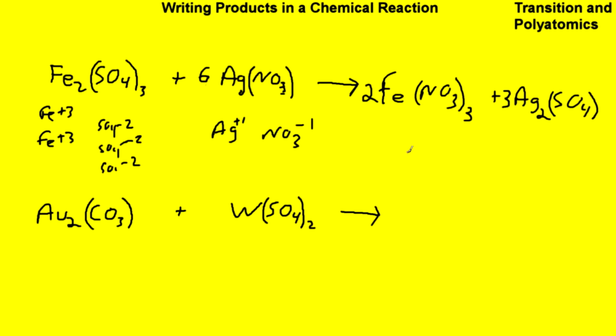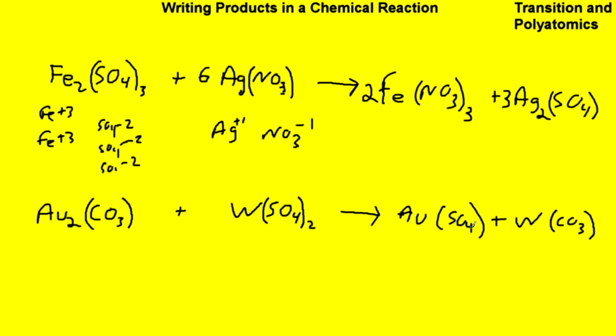Double replacement reaction. All right, let's try the last example here for these transition polyatomic problems. All right, let's do it here. This gold, we have some gold here. This is our metal. It's going to go with the non-metal of the second one. So we have AuSO4 plus W is tungsten. And that's going to join up with this carbonate on the other side. The CO3 is acting as our nonmetal.